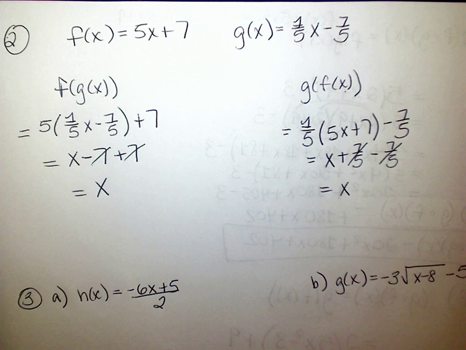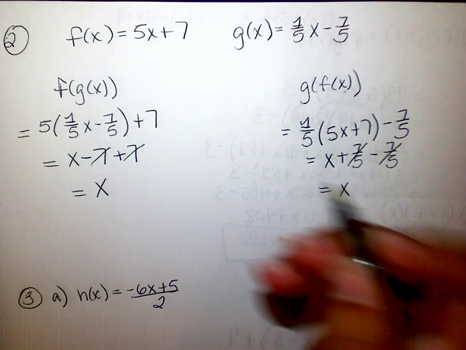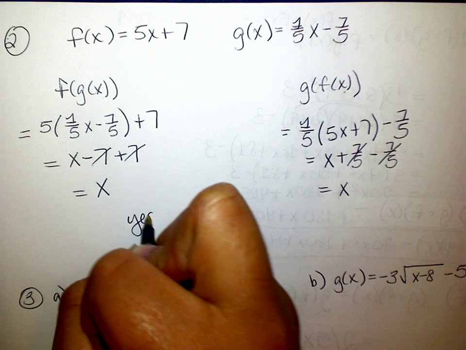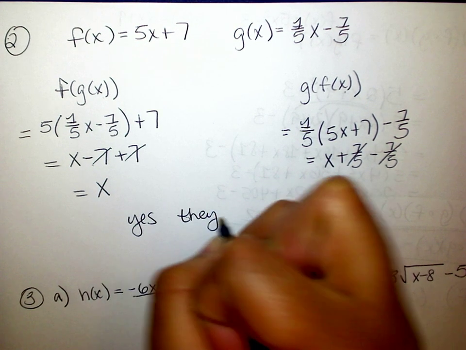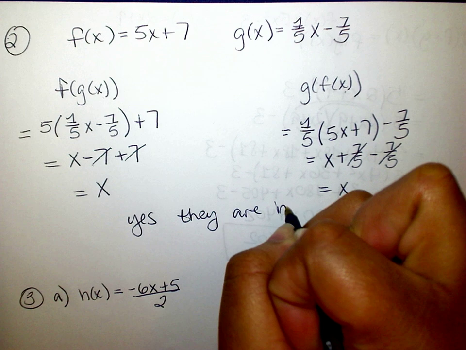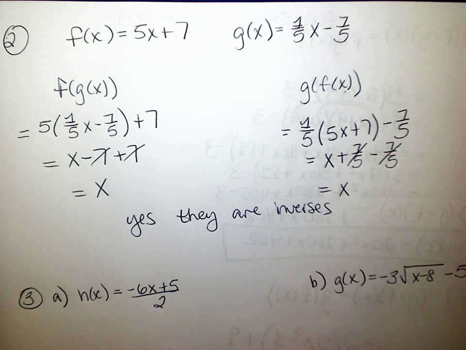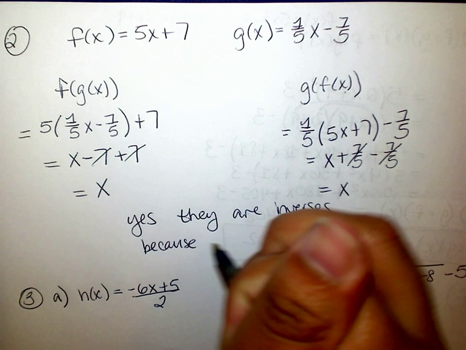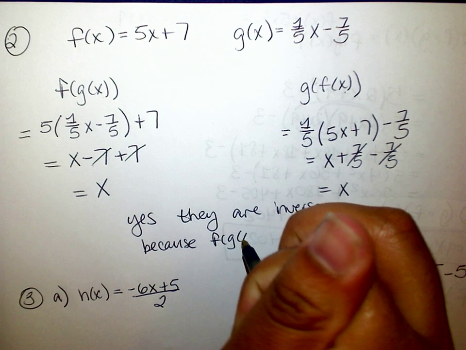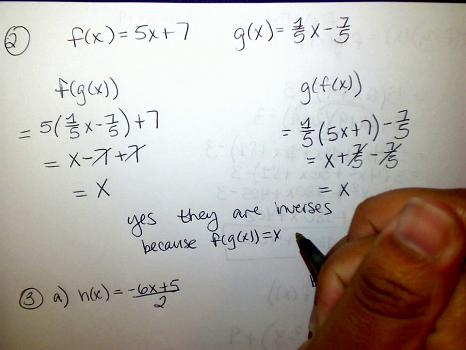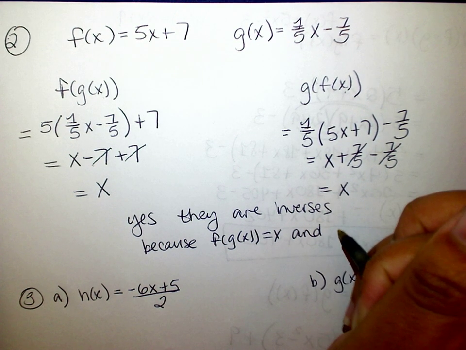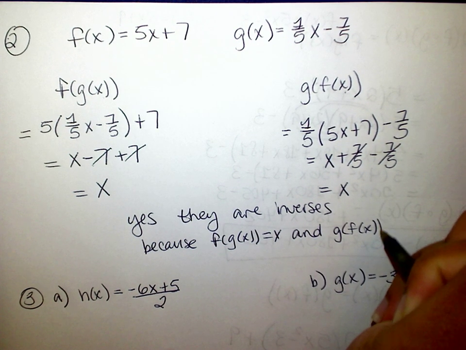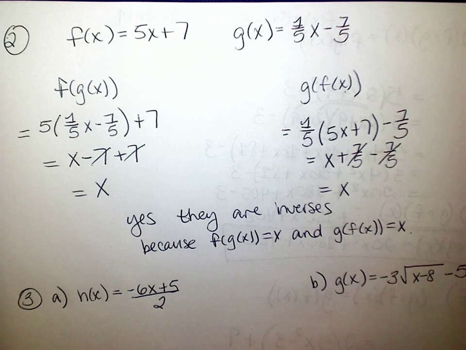So both compositions equal x, so that means that they are inverses of each other. So yes, they are inverses because f of g of x equals x and g of f of x equals x.